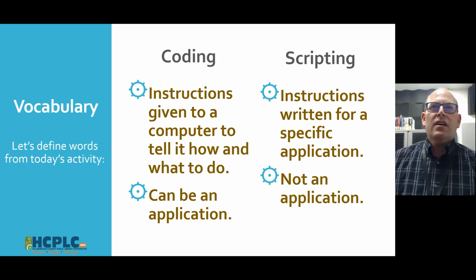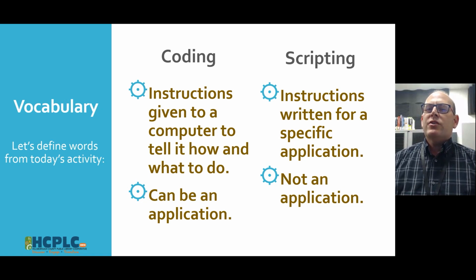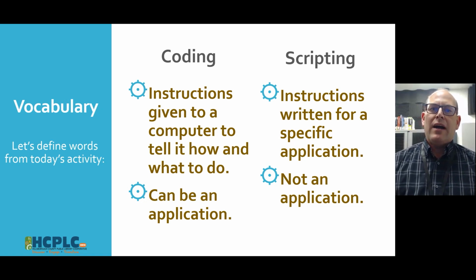So let's talk about some of the vocabulary that we'll be talking about today. One of those is coding. Coding is what a programmer does to create a software program. Scripting is a type of coding, and scripting is code that is written for a specific piece of software. An example would be a web browser. So when you use a web browser, it's a piece of software that goes out and collects data from servers on the internet, brings it back to you, and lets you view it.